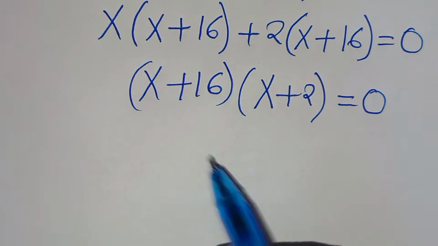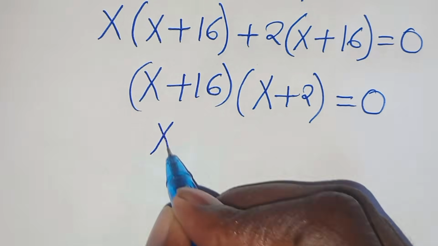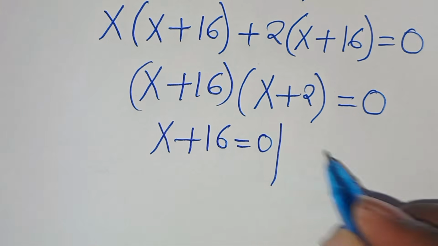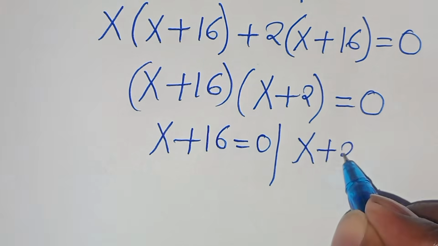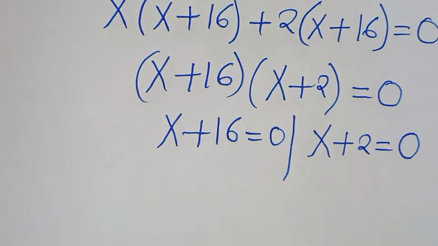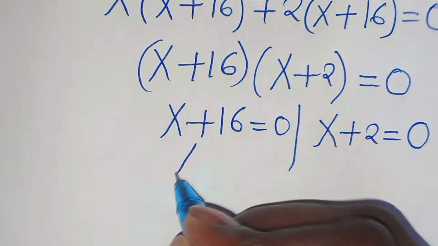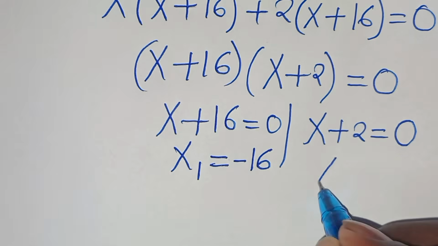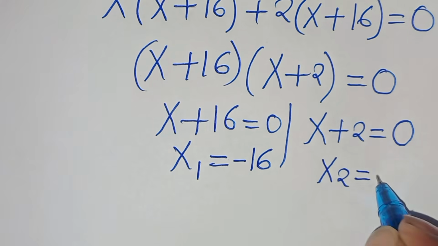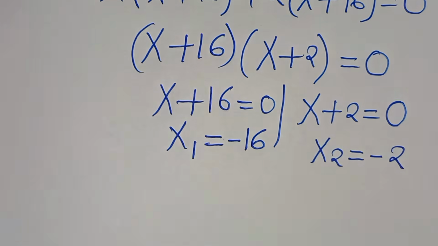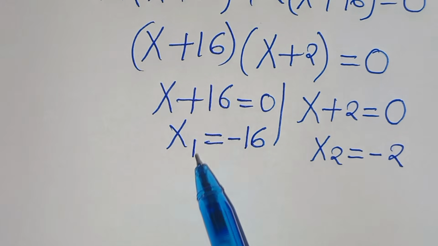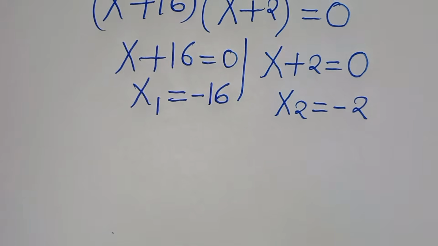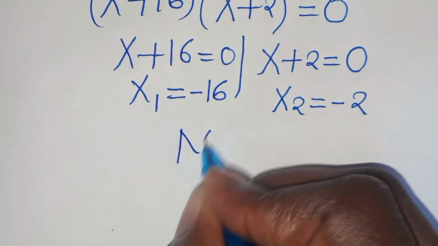So we have got two parts here. We have x + 16 = 0, and then we have x + 2 = 0. This means that x1 is equal to negative 16, and x2 is equal to negative 2. So these are the values of x, negative 16 and negative 2, by applying method 1. So let's proceed to method 2.